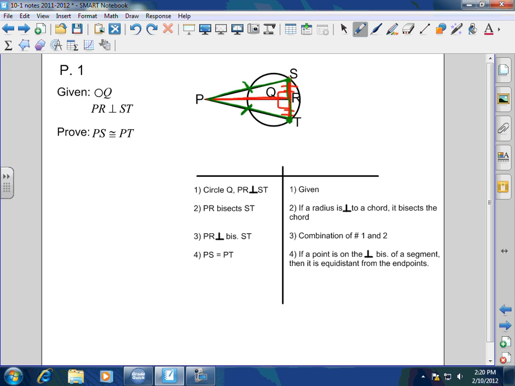Okay, the question was, couldn't you have done PR to PR reflexive? Then you would have said PRS is congruent to PRT because of side angle side. Then PS would have been congruent to PT because of CPCTC. The answer is, could we have? Yes. But why would you want to?